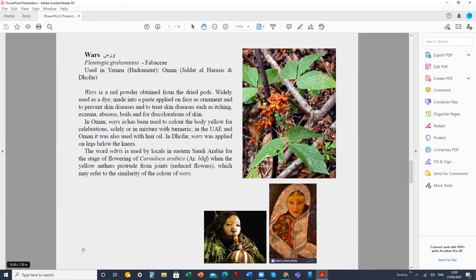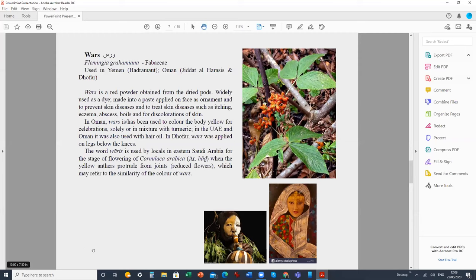But with the waning of the Muslim civilization, and also the finding of new cosmetic or dyeing agents, this has waned, but it was very much there earlier on. So wars in Oman is used to color the body yellow for celebrations.